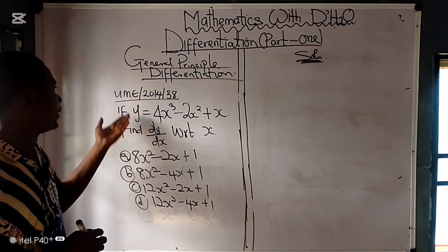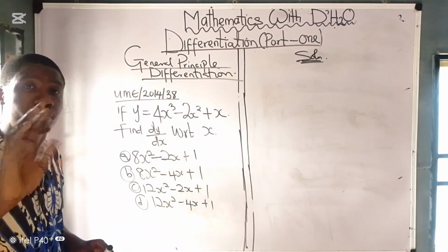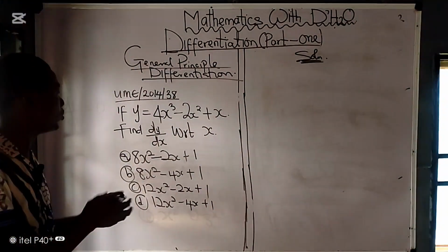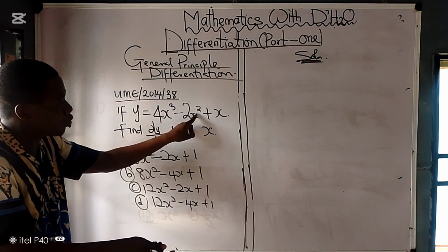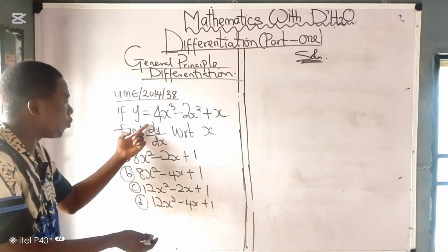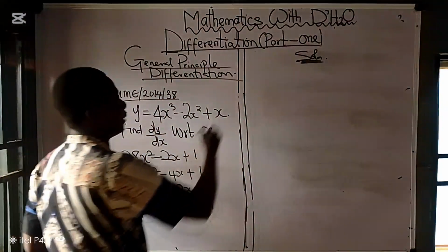Question number 1. This is Jamb question 2014 number 38. Under the general principle of differentiation, how can you differentiate this? If y is 4x cubed minus 2x squared plus x, find dy over dx with respect to x. Okay, let's do one.